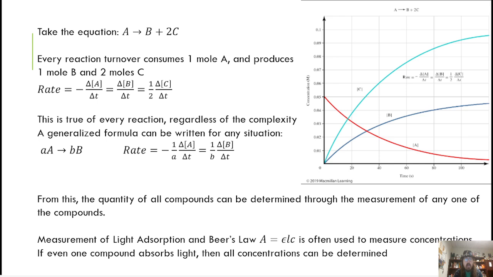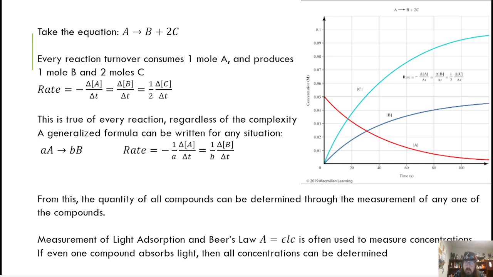For any reaction where A with a coefficient of little a goes to B with a coefficient of little b, we can say the relative rates are equal to the rate of one over its coefficient, and that's equal to the rate of the other one over its coefficient. This is the one time where we will directly look at the chemical formula for this chapter.